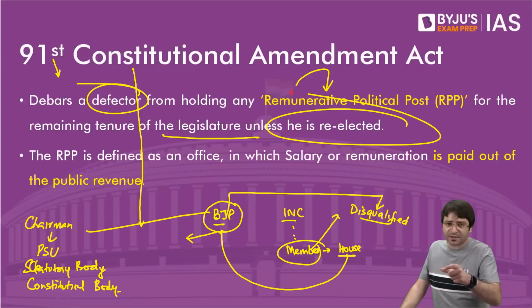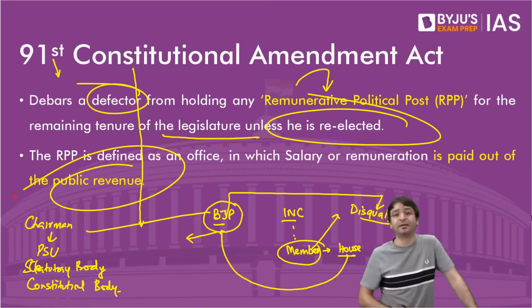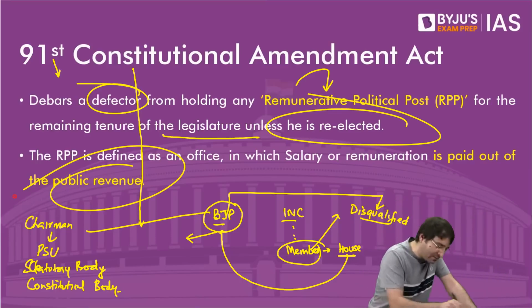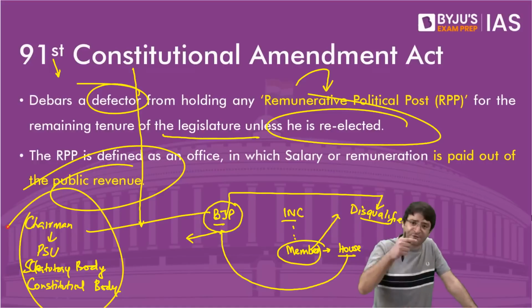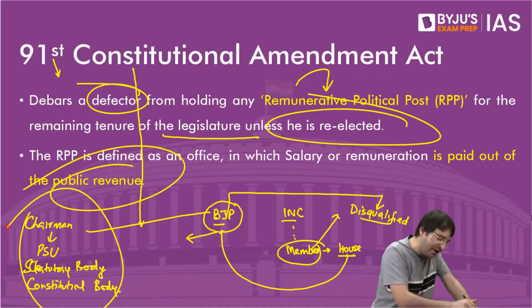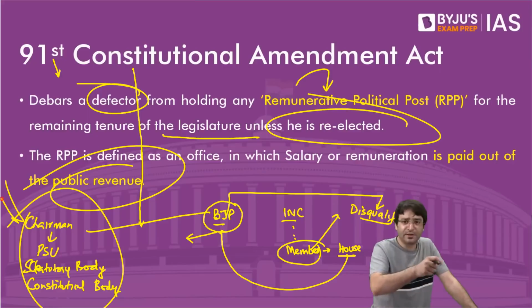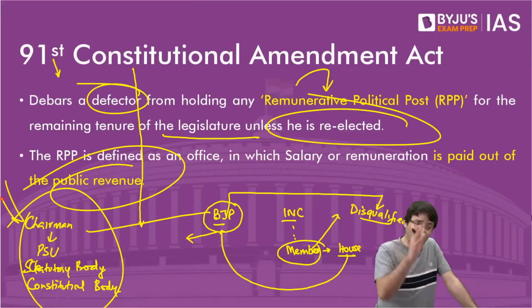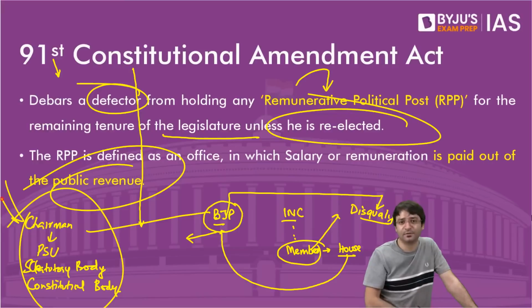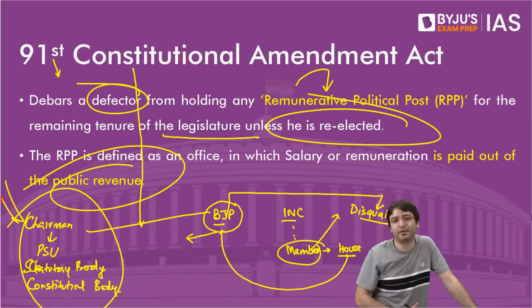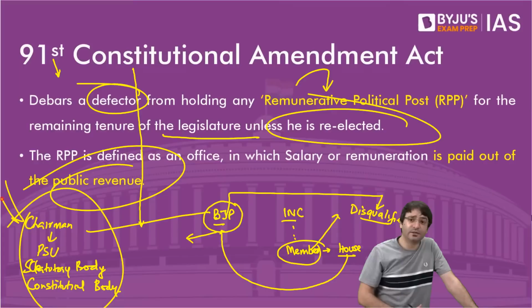For these 3 years, I cannot be appointed to any post for which the salary is paid from government money, from the public revenue. All these become remunerative political posts. That means a defector cannot be appointed to any remunerative political post for the period of defection because you're disqualified for the next 3 years. If you contest election again and are re-elected, then you can be appointed anywhere. You can be appointed as a minister as well. But if you're not re-elected, you will not be holding any remunerative political post.